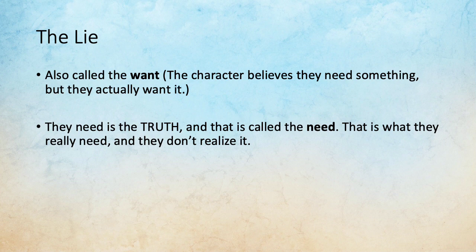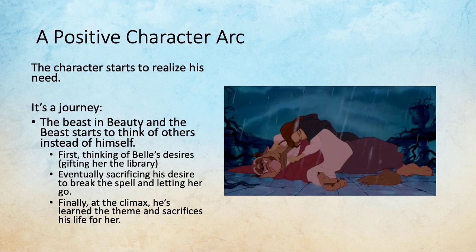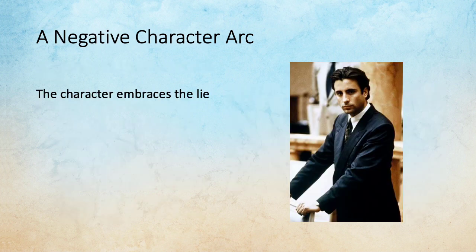Every protagonist has a lie they believe, and it usually shows up in this want that they pursue while rejecting their need. In a positive character arc, they will recognize the lie around halfway through and start to pursue the need, finally attaining the need or the truth and defeating the lie that initially drove them. Now, a negative character arc is where they actually will embrace and give in to the lie.